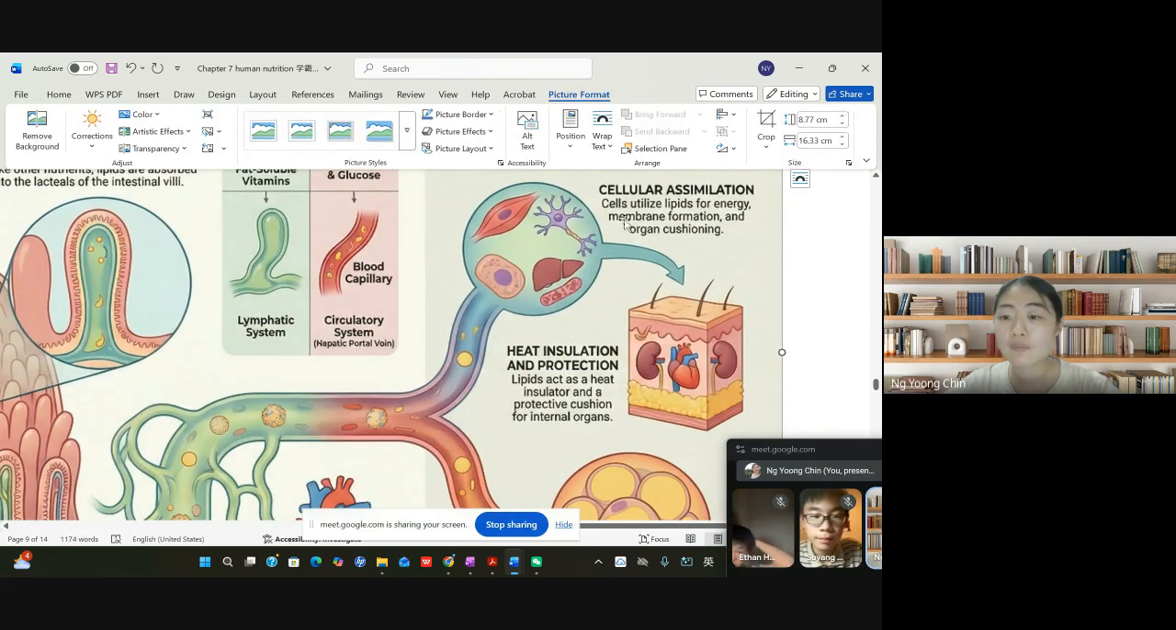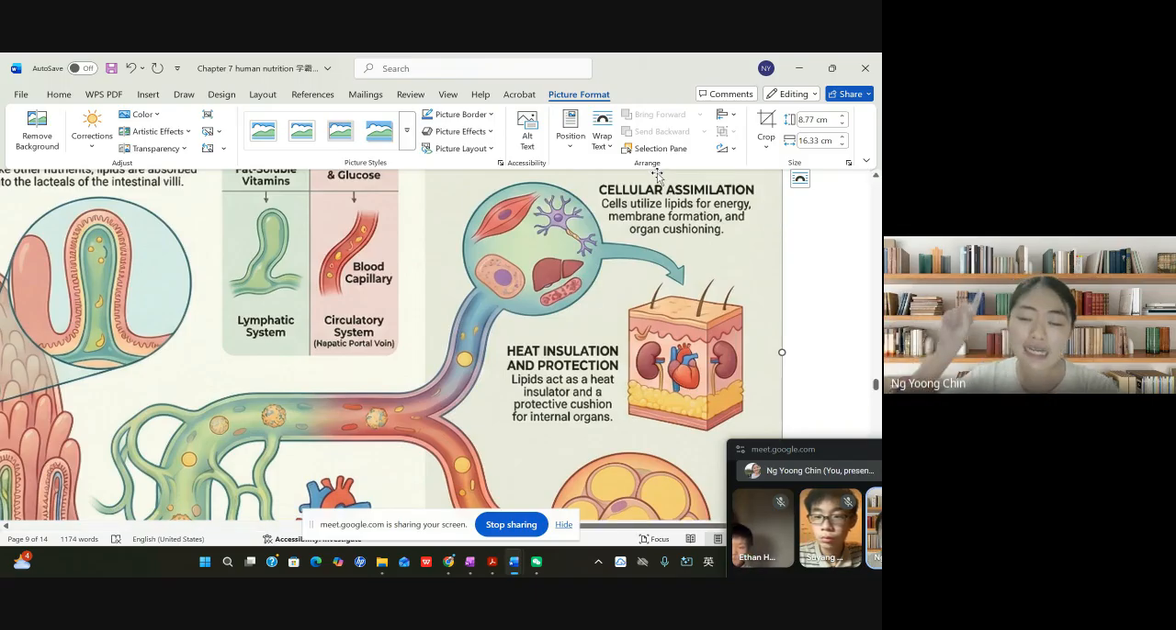That's why the cell will use lipid for energy. Lipid is also considered an alternative source of energy, because carbohydrate is still the primary source of energy. Your body cells prefer carbohydrates as the source of energy, not lipid. Lipid will only be used once the carbohydrate is depleted. So this is the function of lipid.